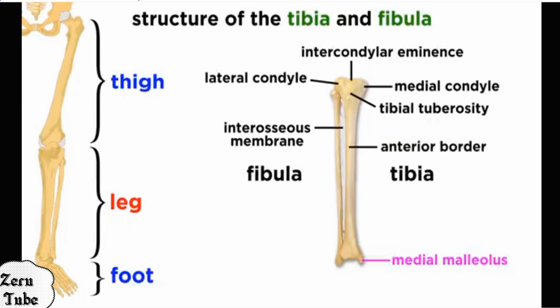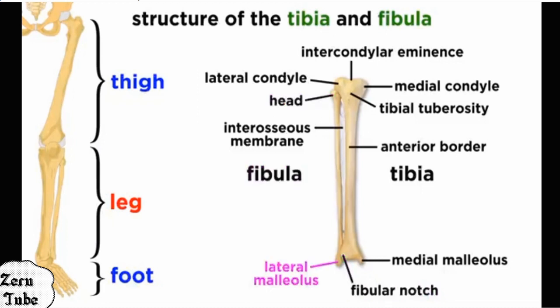The distal parts of the tibia are mainly formed from the medial malleolus and the fibular notch. So the medial malleolus and the fibular notch are found at the distal parts of the tibia. The fibula mainly forms the lateral malleolus.